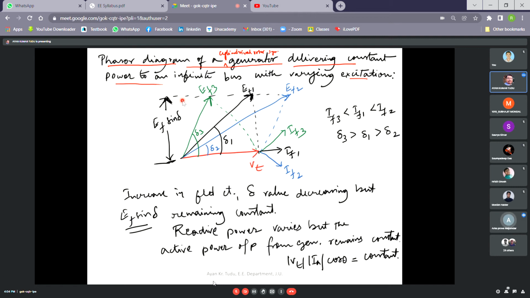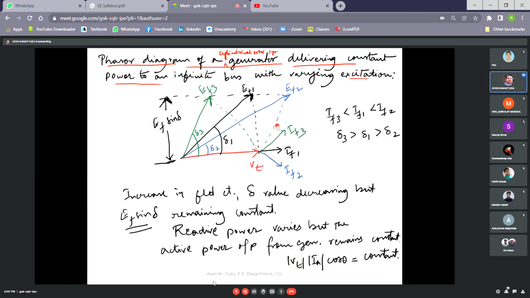Yes. Sir, how did IF3 come out less than IF1 less than IF2? What we have done here is that we have tried to draw the phasor diagrams with respect to that. So look at the EF3 value, it is very small compared to EF1, right? That is the first assumption, and then for that, we see what the delta values come out to be. Exactly. Okay, so when the field current increases, the delta value is decreasing, and vice versa. Means if the delta value is increasing, as you can see, then the field current will be decreasing.